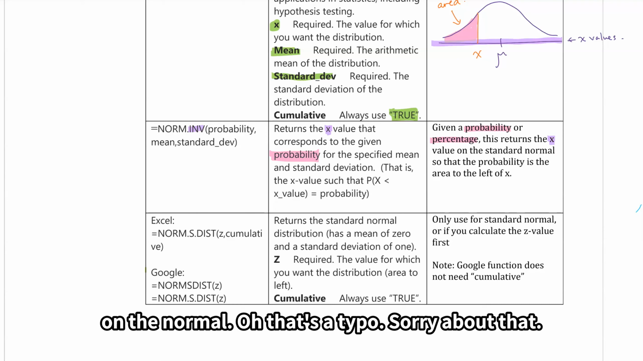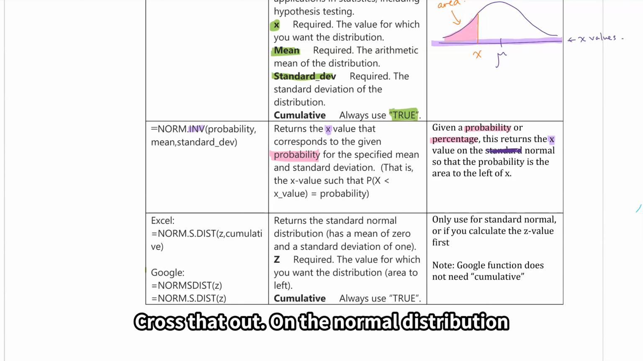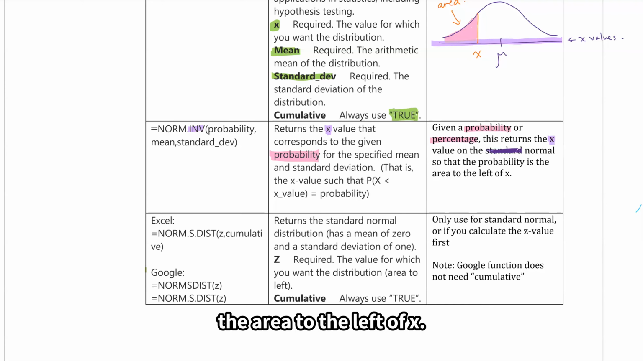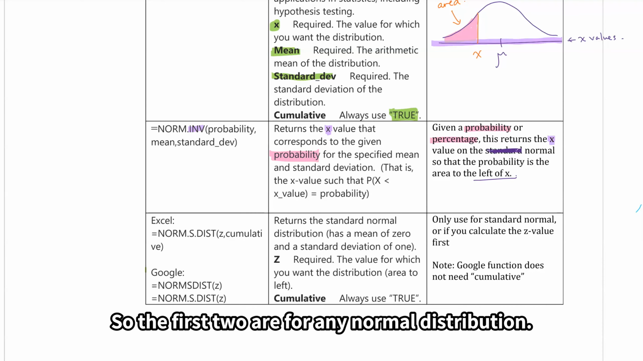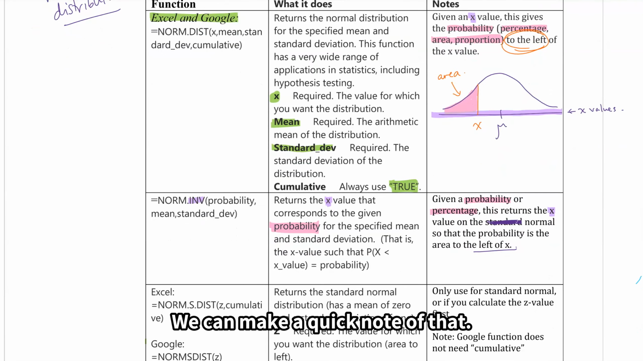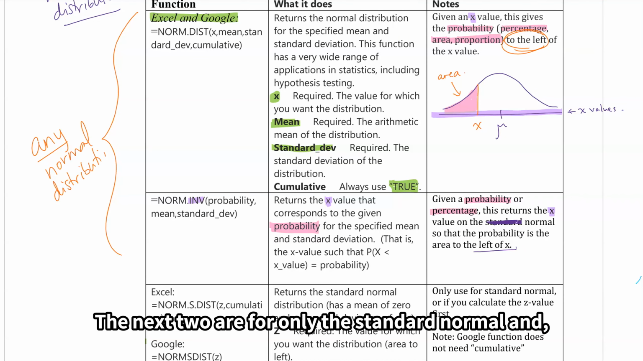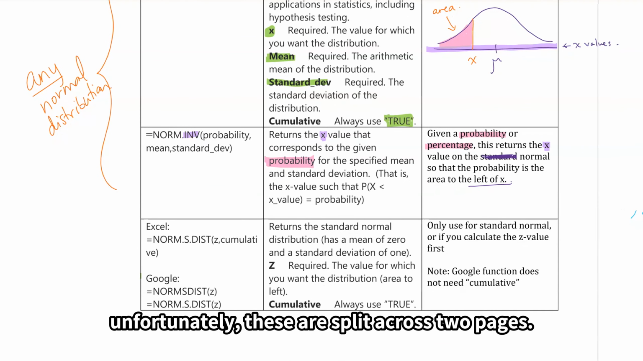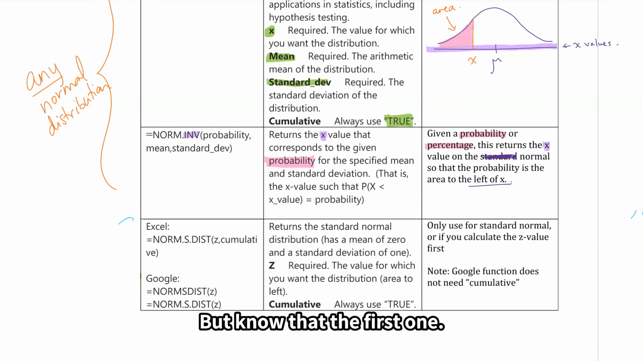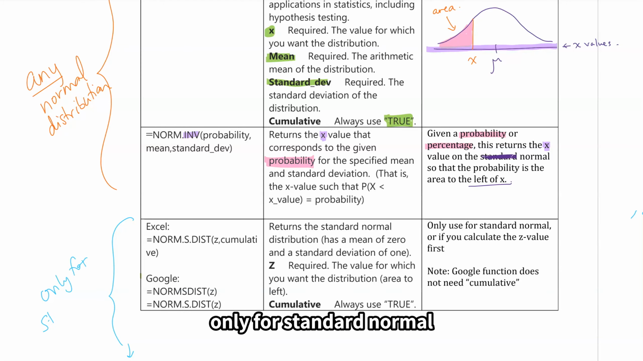on the normal, that's a typo. Sorry about that. Cross that out. On the normal distribution, so that the probability is the area to the left of x. And then we have the standard normal distribution. So the first two are for any normal distribution, and we can make a quick note of that. The next two are for only the standard normal. And unfortunately, these are split across 2 pages, but know that the first one and the next one on the next page are only for standard normal.